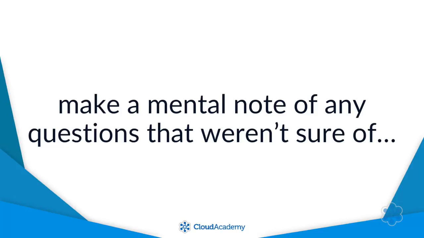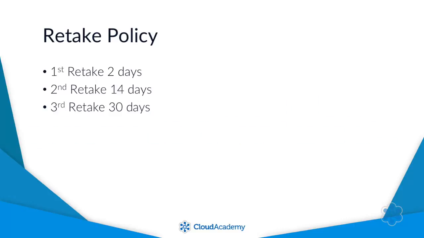If you fail, I want you to make a mental note of any of the questions that you weren't sure of, and as soon as you can, I want you to write them down. Currently, we're not given a breakdown of the sections that we need to work on. Hopefully that'll change in the future, but for now, we have to rely on our memory. So, once you've written them down, I want you to go out and try and find the answers. You'll be able to retake the exam within 2 days after your first failed attempt. If you fail a second time, you can try it again after 14 days, and each retake is going to cost that same $100 exam fee.